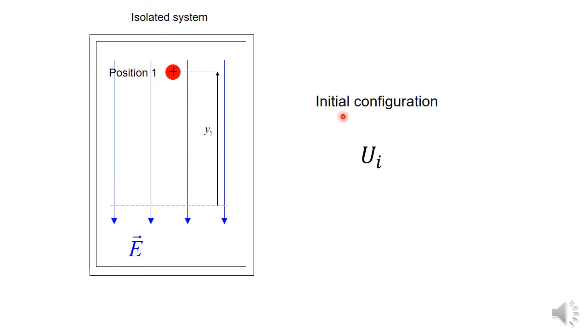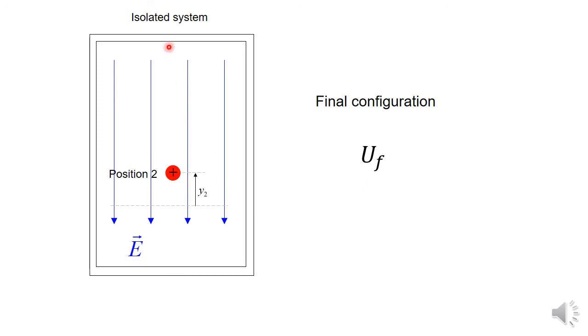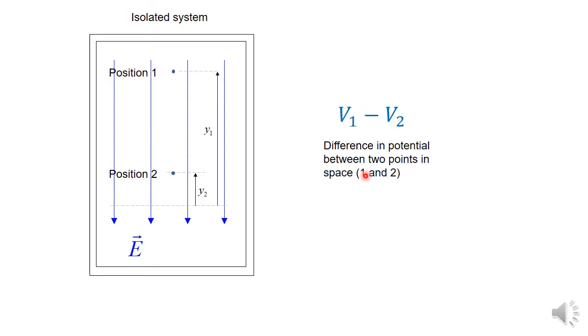So this difference is the difference in potential energy between two configurations in space. The initial configuration, U initial, is the situation when the charge is located at position 1. Then the energy of the system is called U initial. When the charge is located at position 2, then the energy of the system is called U final. And it's important to know what V1 minus V2 means. V1 minus V2 is the potential difference between two points in space, this point and this point.